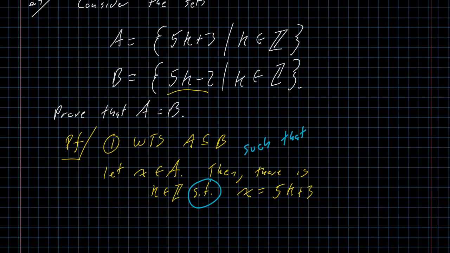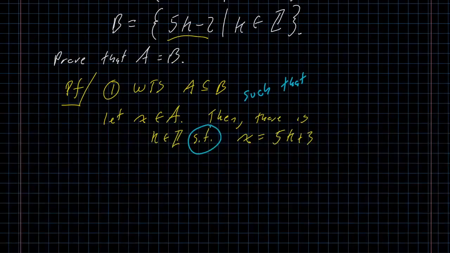But they are placeholders. So it still tells us that we want to be able to write 5 times k plus 3 as 5 times some integer minus 2. Well, how do you get from plus 3 to minus 2? Very conveniently, the answer is to subtract 5. Right? But I can't just arbitrarily subtract 5. So I'm going to use mathematicians' favorite trick.